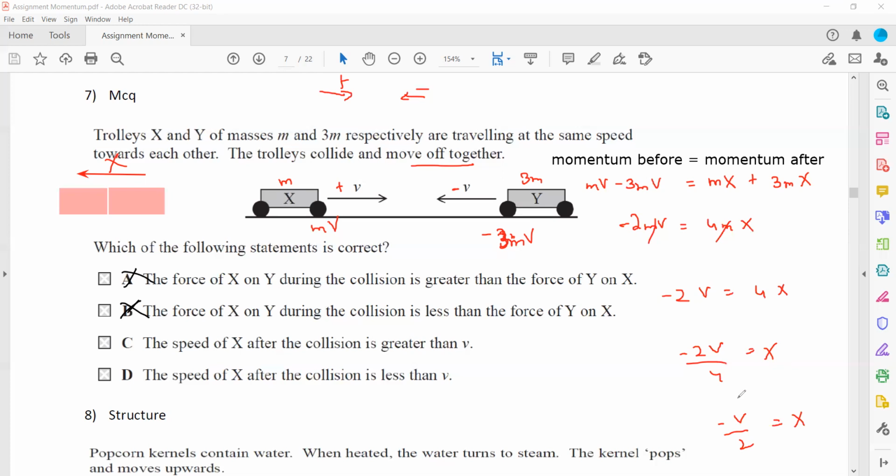And what about the velocity of each trolley? The velocity will be v by 2. So if the original velocity was v and now the velocity is v by 2, we can say the speed of X after collision will be less than v. That's why D is the right answer. Is it clear, this question 7?